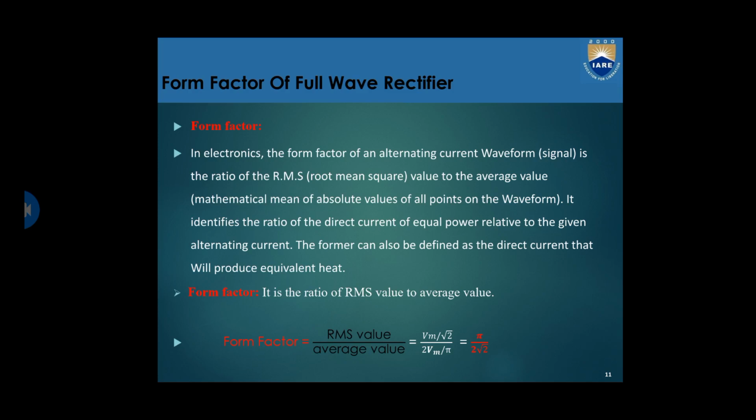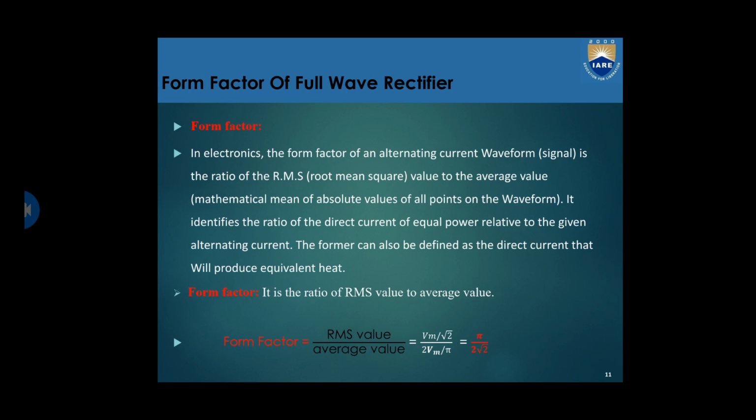It identifies the ratio of the direct current of an equal power related to the given alternating current. The former can also be used as a direct current that will produce equivalent heat. Form factor is the ratio of RMS value to the average value. Form factor is equal to RMS divided by average value.